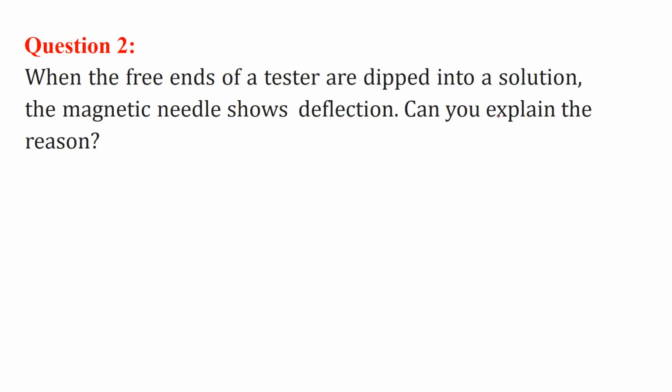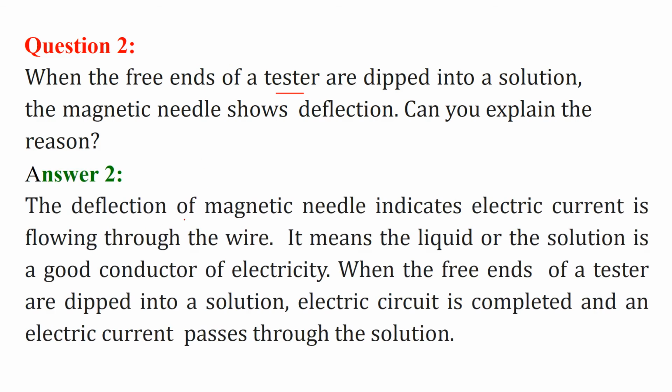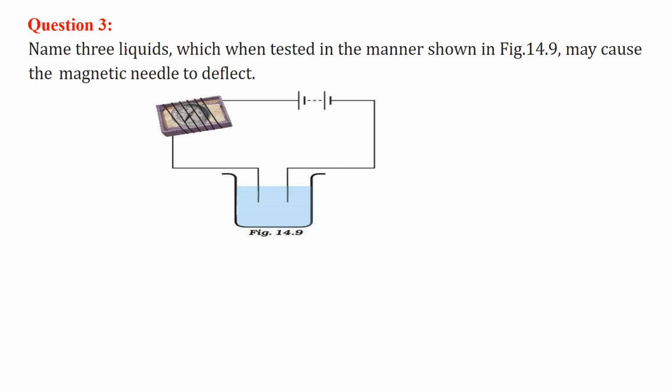Can you explain the reason? This is only possible when there is some sort of electric current. So the deflection of the magnetic needle indicates there is electric current flowing through the wire. That means the liquid or the solution where the tester has been dipped is a good conductor of electricity. When the free ends of a tester are dipped into a solution, electric current flows because the electric circuit is completed, and then electric current passes through the solution.